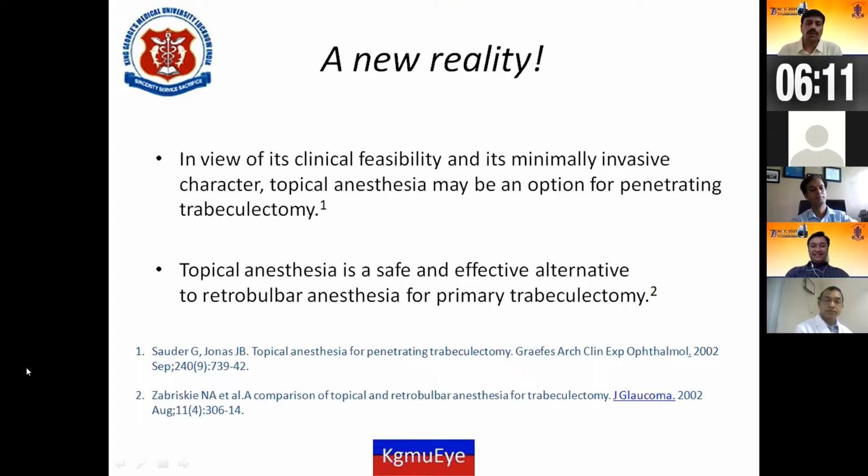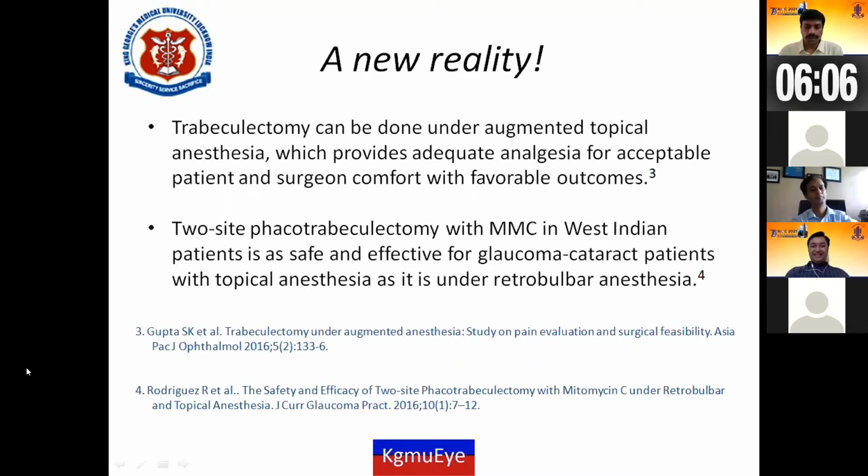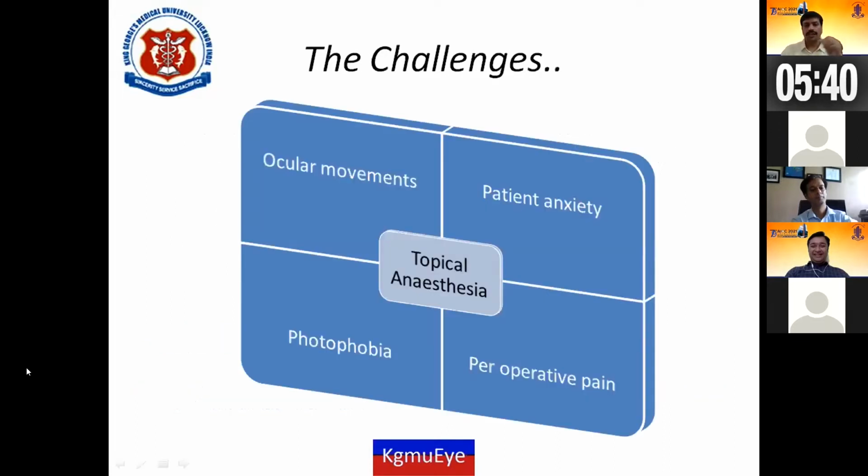It is becoming a new reality for all glaucoma surgeons that they can go ahead with topical anesthesia without compromising on patient experience, surgeon comfort, and the outcome. In fact, a lot of studies have shown that if we compare topical anesthesia with peribulbar or retrobulbar anesthesia in trabeculectomy, they have more or less the same outcomes, and patient experience has also been good. At the same time, the chances of complications associated with injections are reduced.